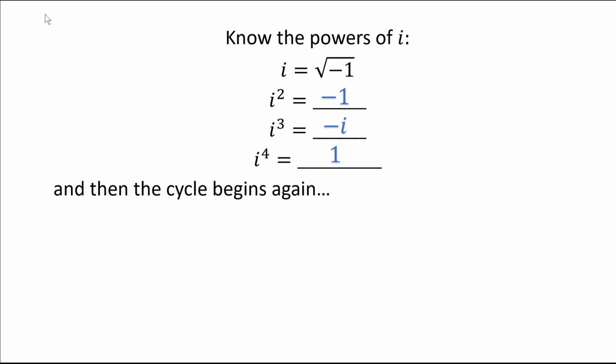And this cycle just keeps going on and on. i to the fifth is going to be i again. i to the sixth is going to be negative 1 again. i to the seventh, negative i; i to the eighth, 1, and so on. It just keeps going the same thing over and over again.